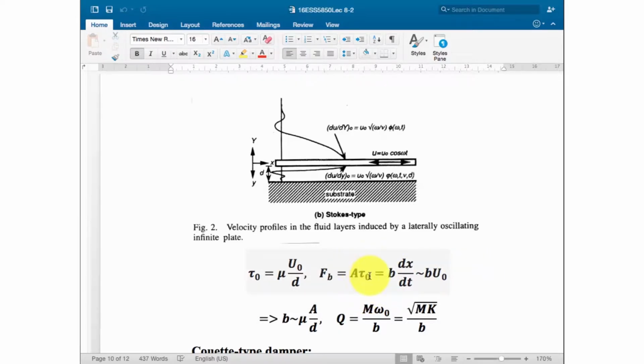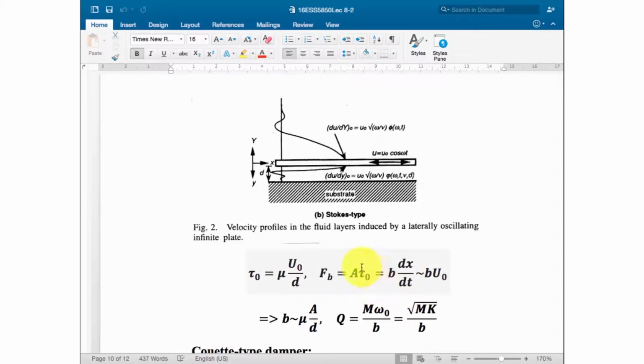Remember in the dynamic equation, the friction force generated on the center part will be equal to your damping force. The damping force is B times the first derivative of distance with respect to time, B times dx/dt. X means your position, t means the time. And this part will be approximately B times U0. U0 is the moving speed of your plate.